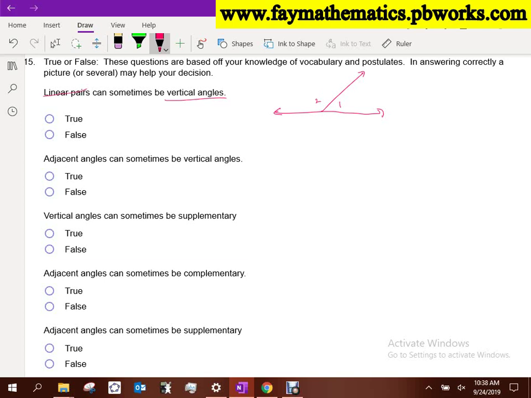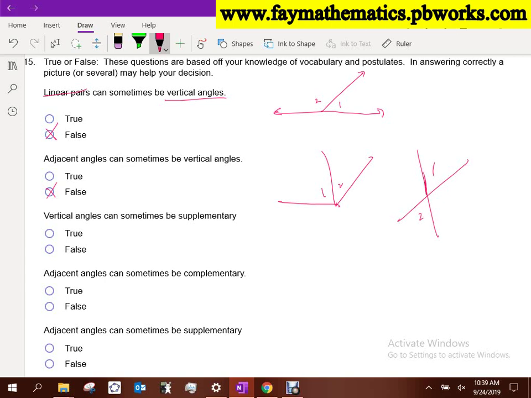Vertical angles, by definition, are non-adjacent, so that's a false statement. Adjacent angles can sometimes be vertical angles. We just answered that. Adjacent angles are angles like 1 and 2. Now, we don't have to have the idea of being 180. They could be, but they can never be vertical. That's false.